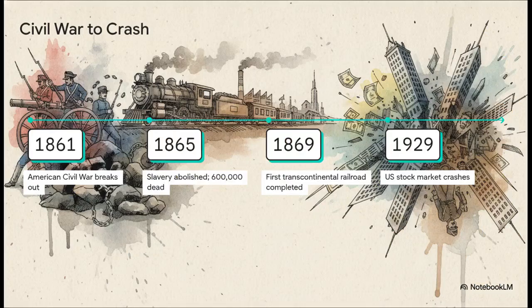That breaking point hit in 1861 with the outbreak of the American Civil War. By 1865, slavery was abolished, but at the horrific cost of over 600,000 lives. From those ashes, the nation sprinted into an era of explosive, somewhat lawless industrialization. The first transcontinental railroad was finished by 1869. But this rapid economic growth was built on an incredibly fragile foundation of speculation, which all came violently crashing down in 1929, plunging the U.S.